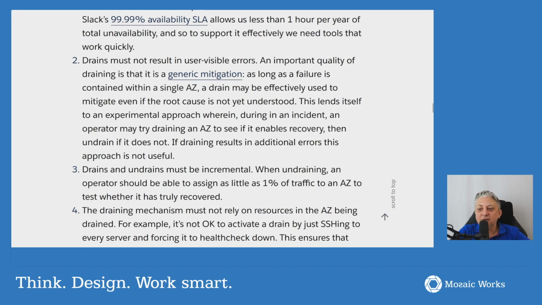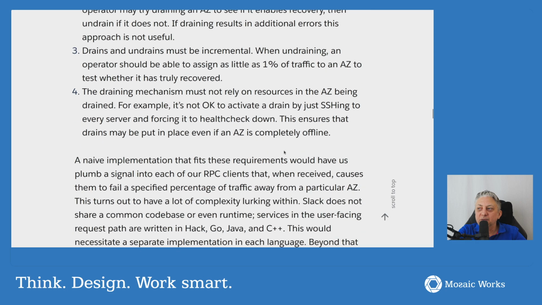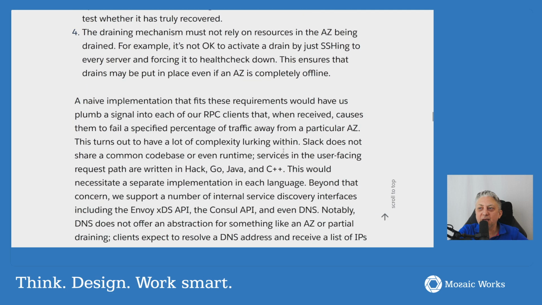So draining would mean we kind of move to another cell, right? Okay, drains and undrains must be incremental. When undraining, an operator should be able to assign as little as 1% of traffic to an availability zone to test whether it has truly recovered. The draining mechanism must not rely on resources in the AZ being drained.